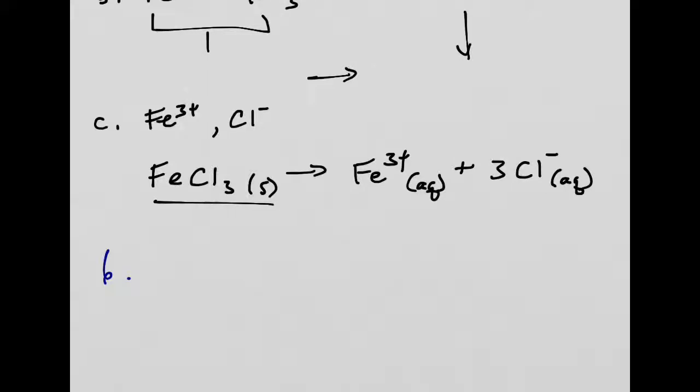All right, so question number 7 is a lot more complex. This is a concept called creating the complete and net ionic equations.